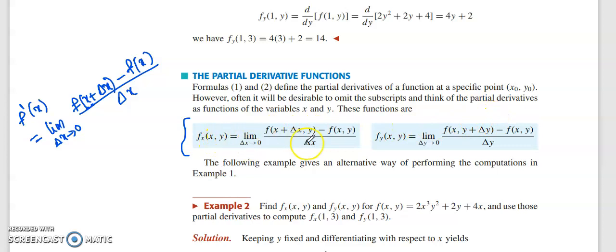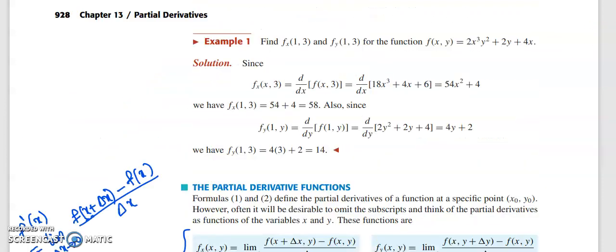So fx of x, y will be limit delta x tends to 0 of f of x plus delta x, y minus f of x, y, by delta x, and fy is limit delta y tends to 0 of f of x, y plus delta y minus f of x, y, by delta y. Now let us look at an example of finding the partial derivative. This is the technique of first principle for finding the partial derivative. We do not usually use limits; we find the partial derivative just as we find the derivative directly. So let us look at an example.